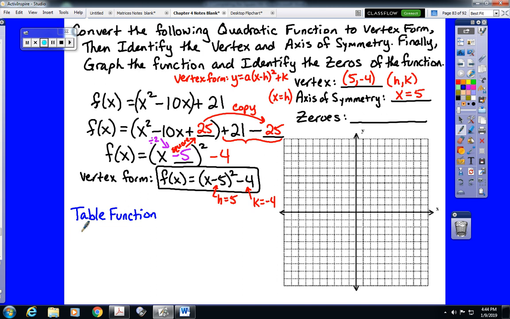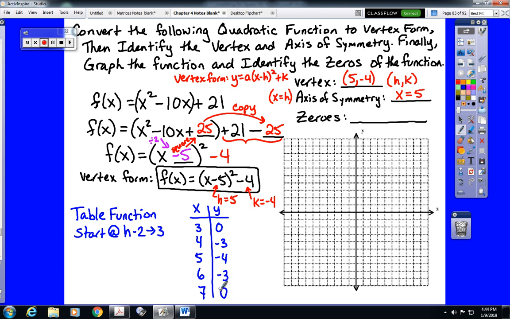Then it will ask you, well, where do you want to start the table? You want to start the table 2 less than h. So in this case, that would be 5 minus 2, or 3. When you hit enter a couple times, you'll scroll down to OK, hit enter. It will print the table of values for your quadratic starting at 3. And you can scroll up and down in that list as much as you need to get a good picture on your coordinate plane.